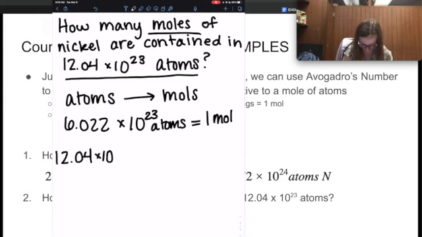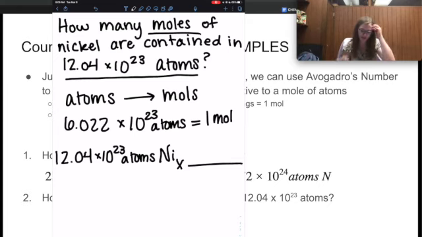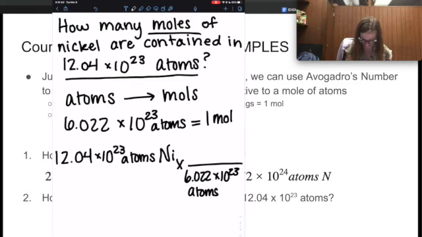12.04 times 10 to the 23 atoms of nickel. And of course, I'm trying to go from atoms to moles, so I'm looking to cancel out atoms, keep moles, so I'm going to put atoms on the bottom to cancel out the fact that atoms is already on the top, and then I'm going to put 1 mole on the top. So I'm going to put 6.022 times 10 to the 23rd atoms of nickel on the bottom, and I'm going to put 1 mole of nickel on the top.